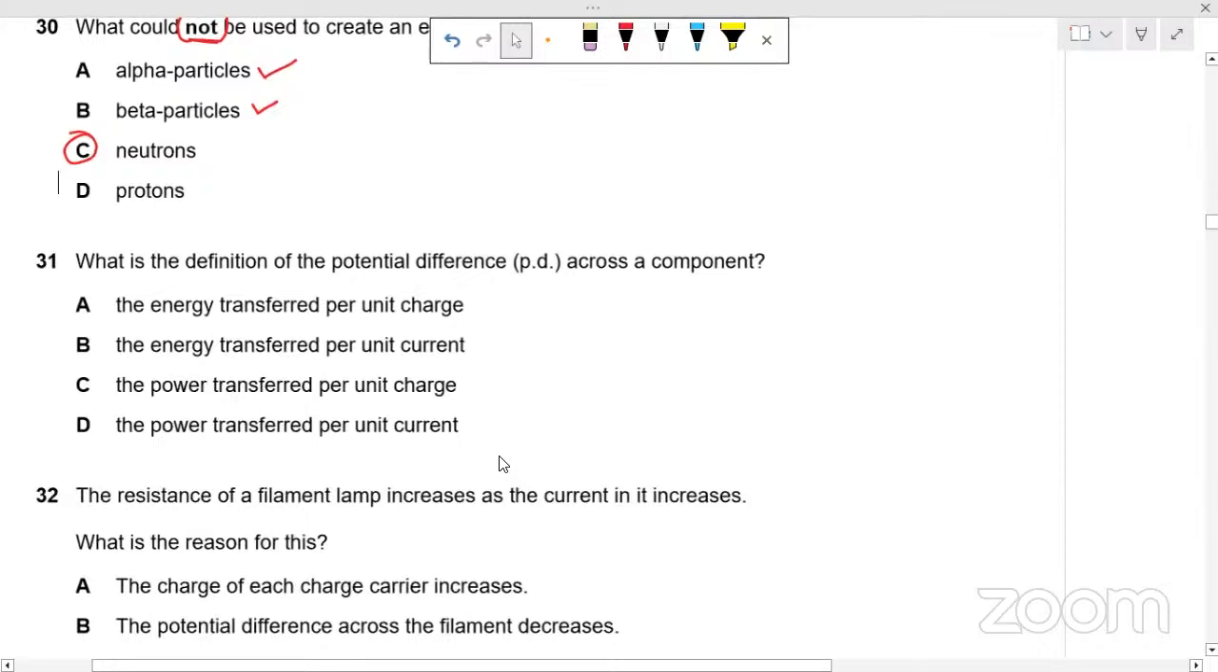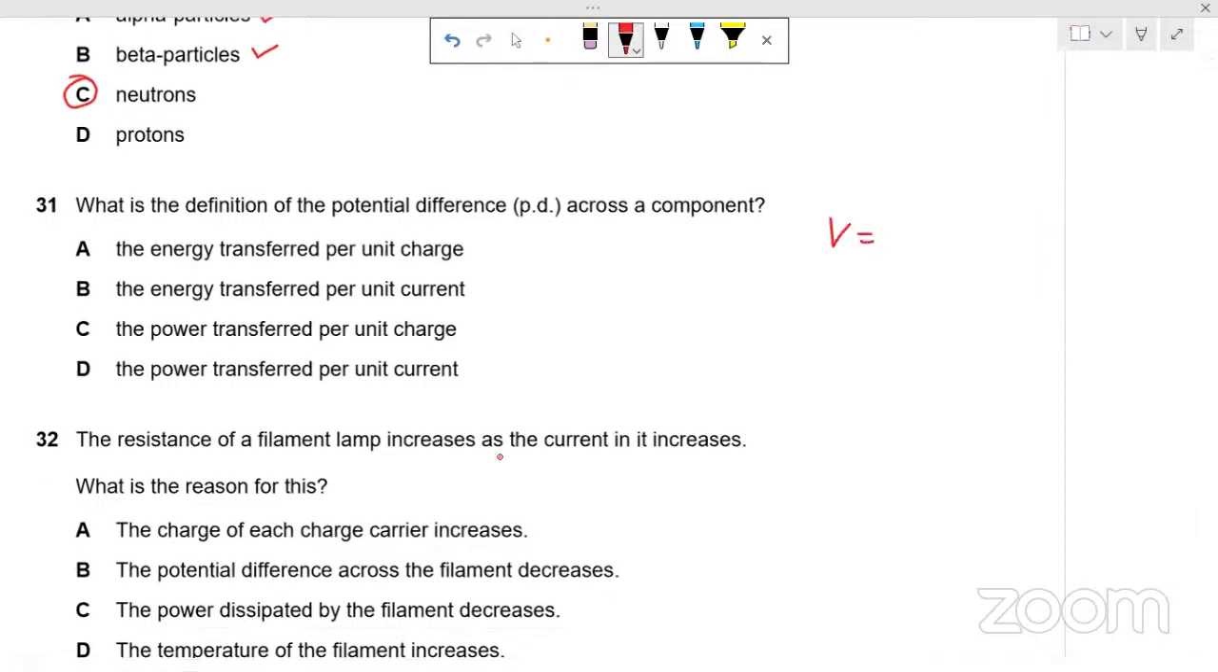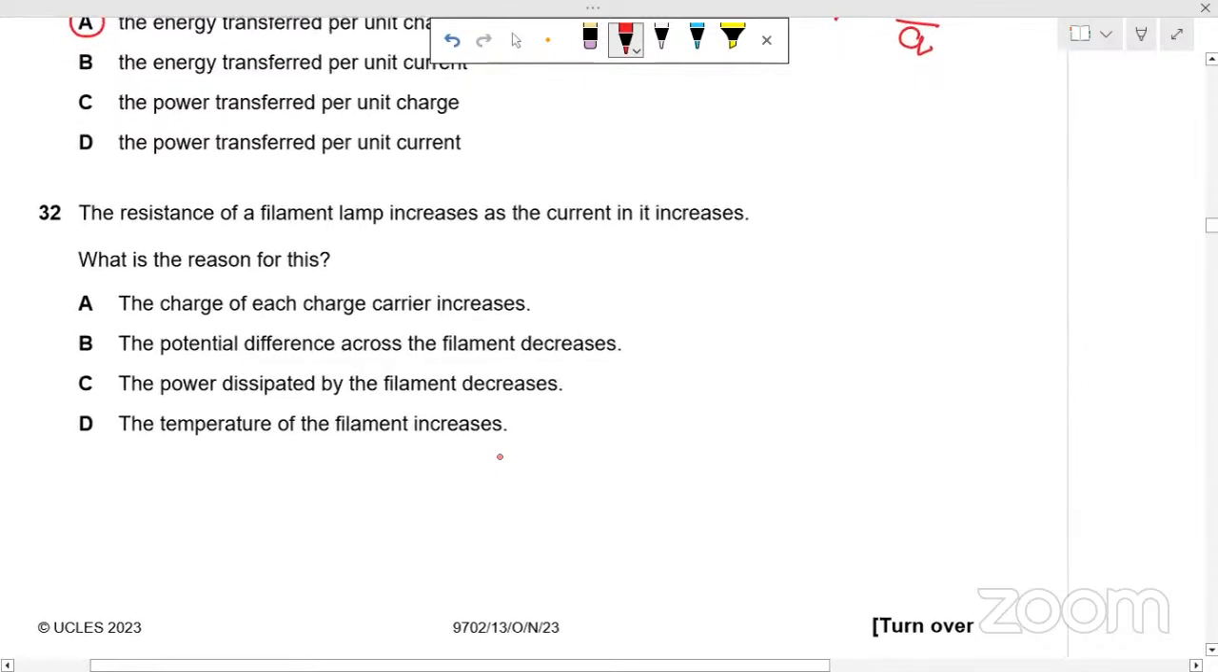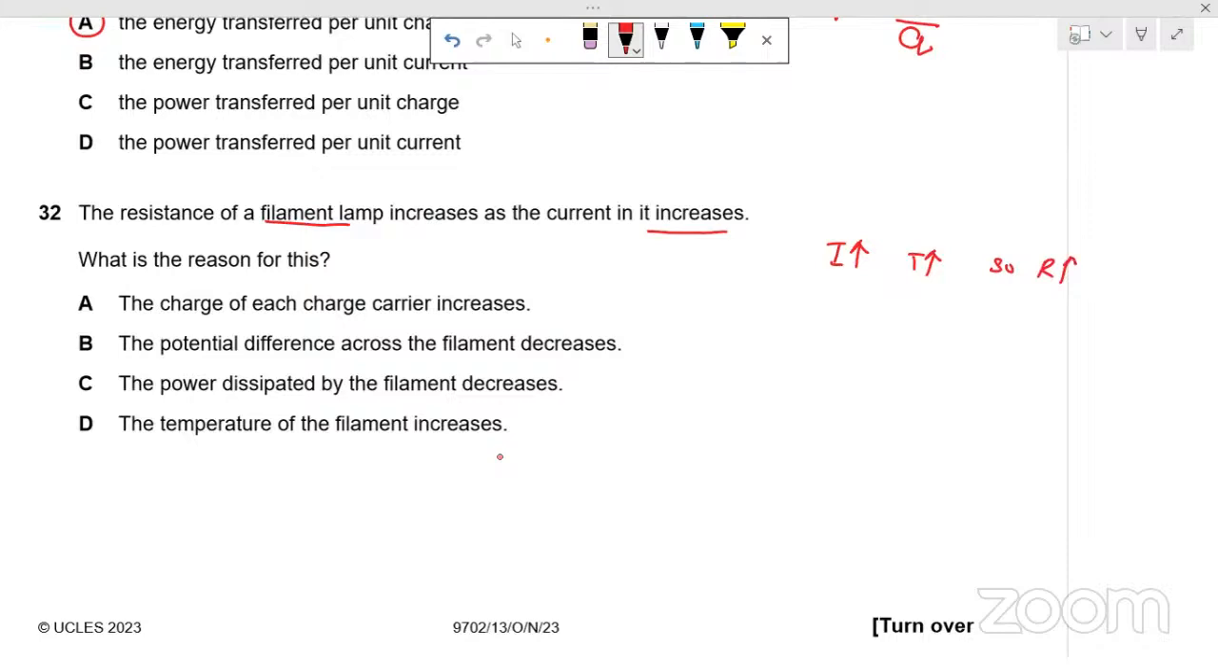What is the definition of potential difference across a component? You know, potential difference is energy per unit charge. Energy transferred per unit charge. Very simple and straightforward. The resistance of a filament lamp increases as the current is increased. Why does this happen? Why does the resistance of filament lamp increase with increase in current? If current is increased, then the temperature of the filament lamp will increase, so resistance will also increase.